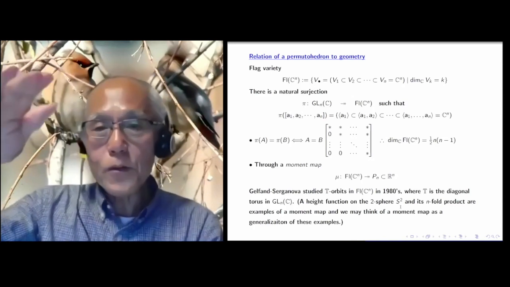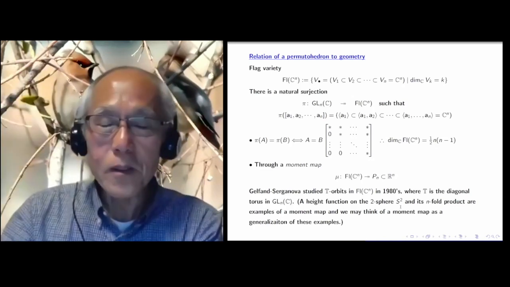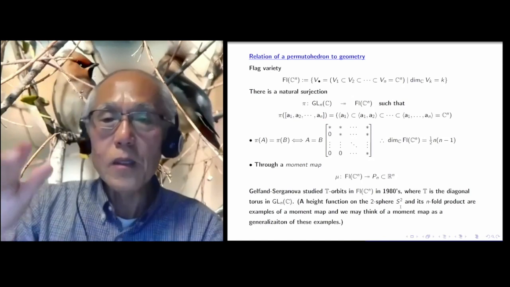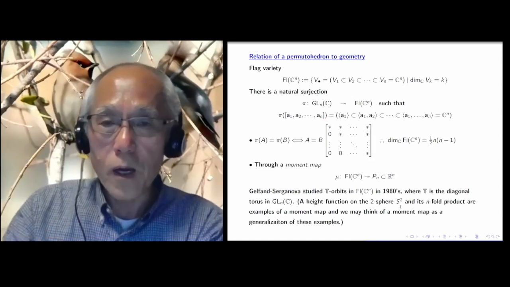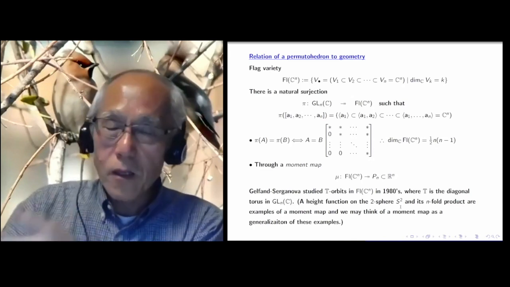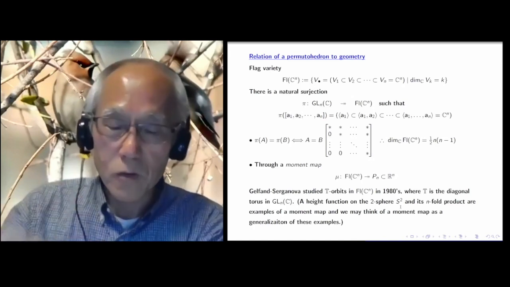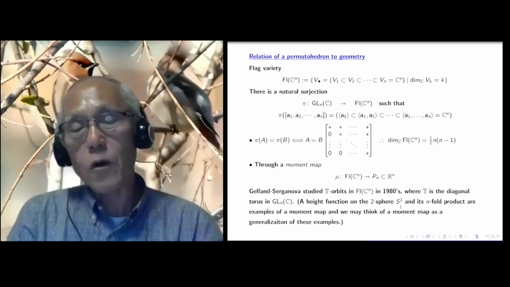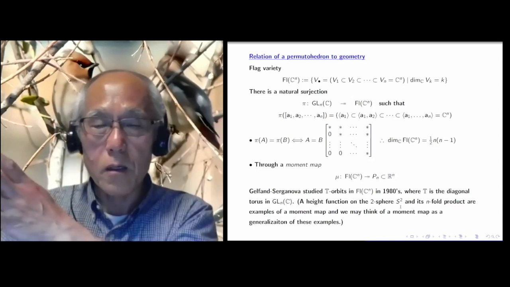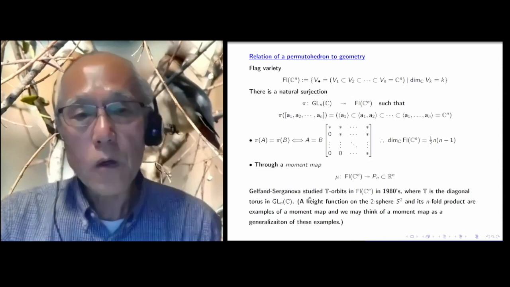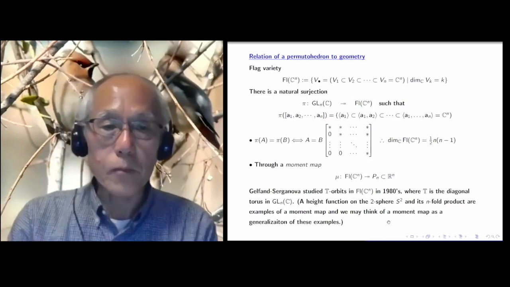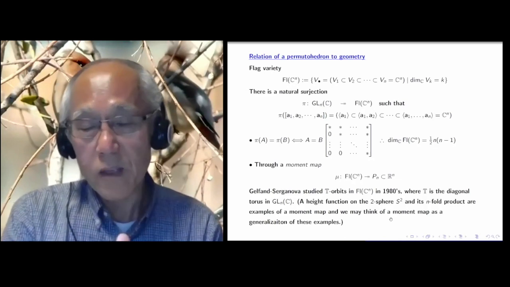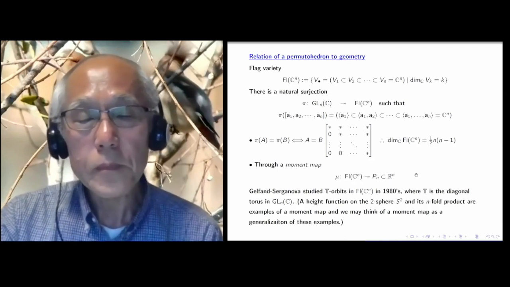And if you take the n-fold product of this map, then you get a map from the n-fold product of S2 to the n-fold product of the interval. The n-fold product of the interval is nothing but the n-cube. So this is how we get a map from a manifold or variety to a convex polytope. You can think of a moment map as a generalization of this example.